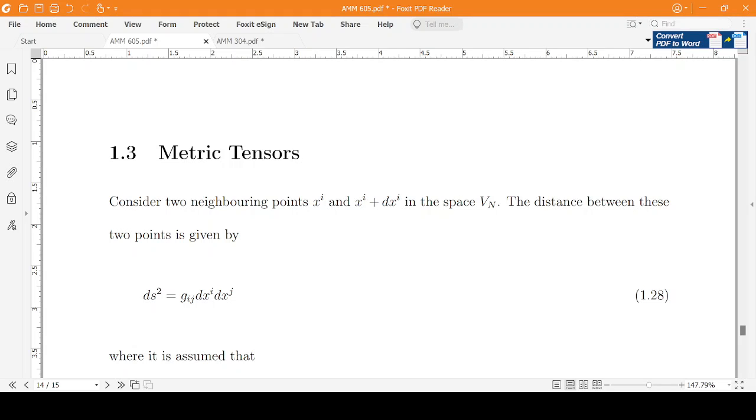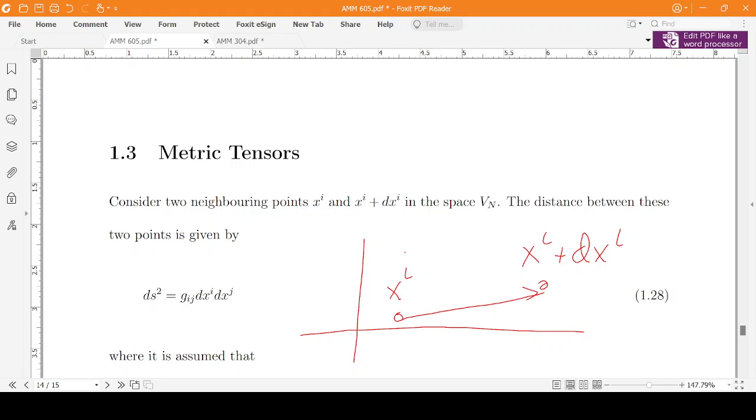Now, the last thing we look at about tensors is the metric tensors. Suppose we consider two neighboring points in the coordinate system. We can call one point xi and the other one xi plus dxi. So that if this is the point here and this is another point, we can think of the distance between them.